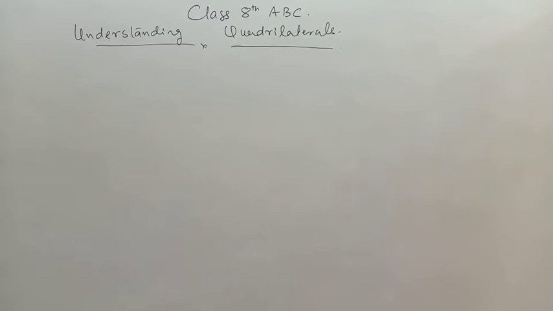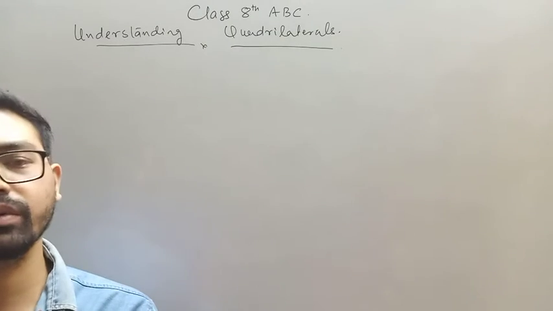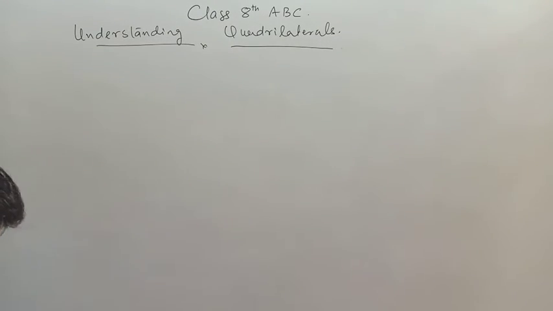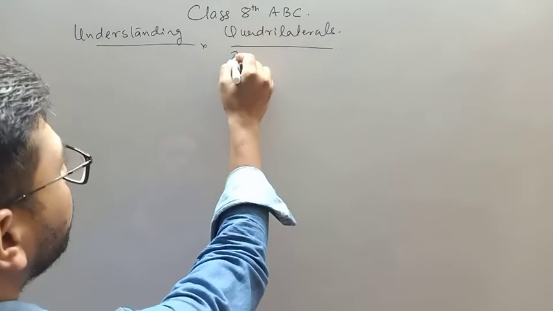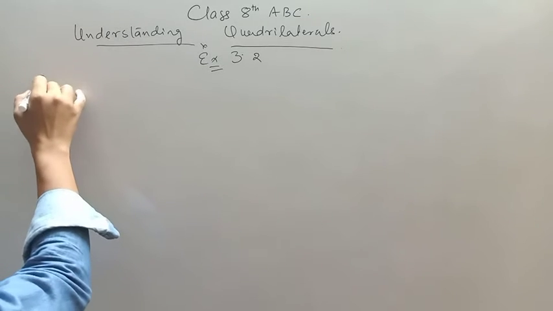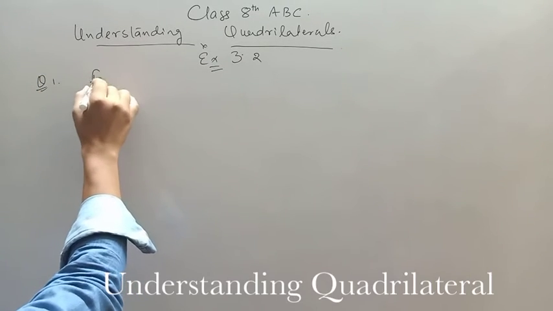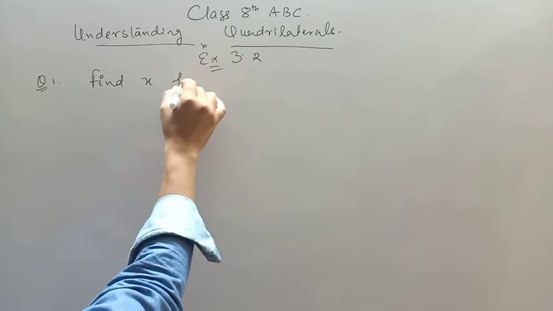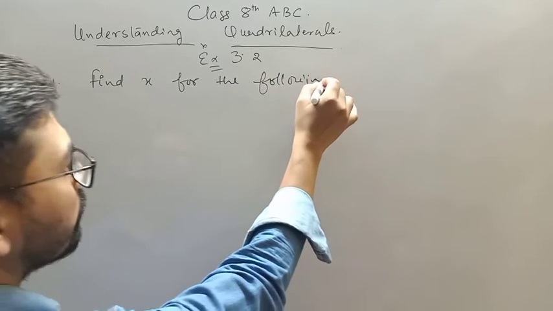Okay, now I'm taking exercise 3.2. The rest of the questions are for your homework. If you find any difficulty while solving those questions, you are free to ask me, okay? But before that, please try those questions that I have given to you in the homework. So this is exercise 3.2, and the first question is: find x for the following figures, okay?